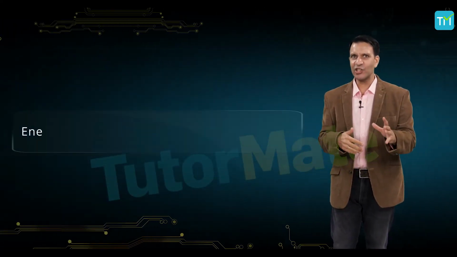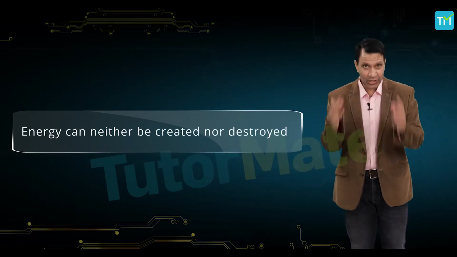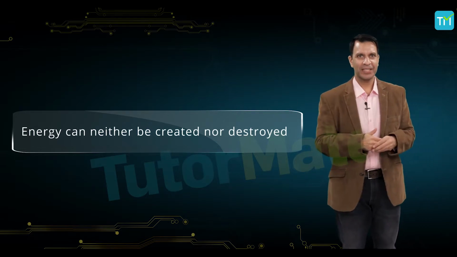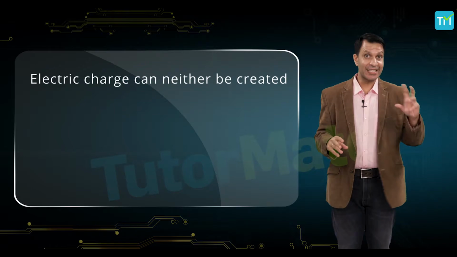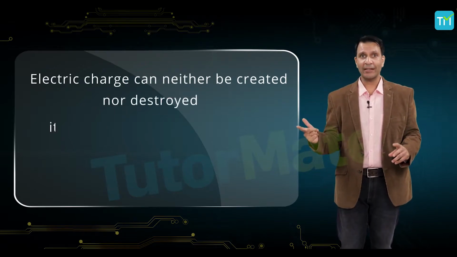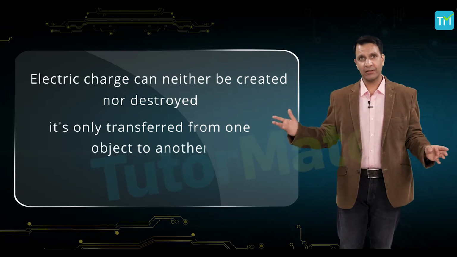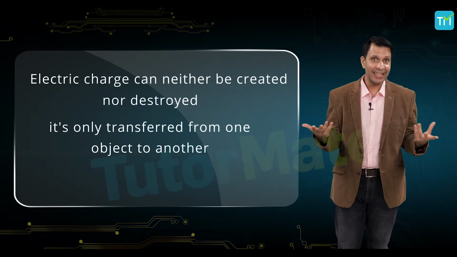You may have heard of the law of conservation of energy, which states that energy can neither be created nor destroyed. Electricity works on that very principle. In any system, electric charge can neither be created nor destroyed. It is only transferred from one object to another. So, does it really mean that you can't create electric charge?